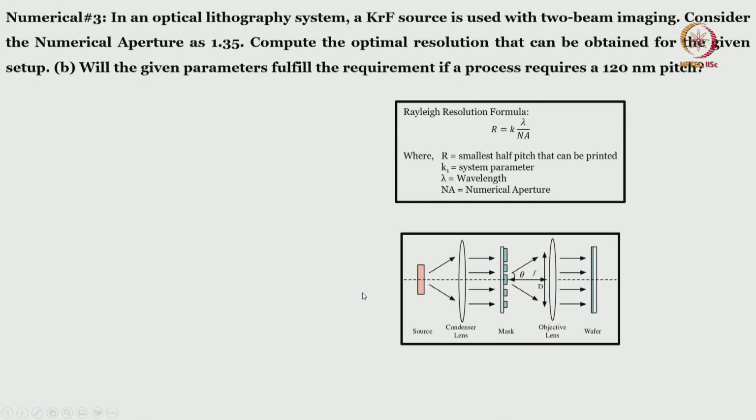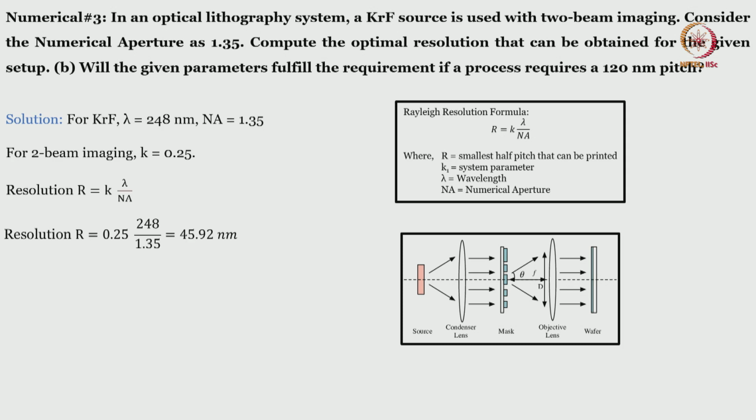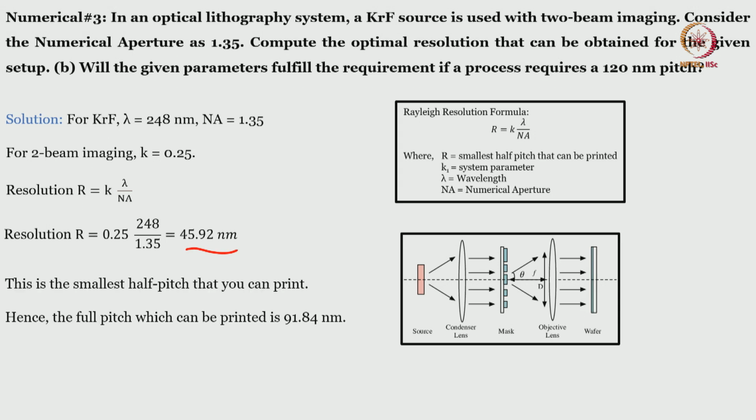Now let us see quickly whether it will be fulfilled or not. I will put the values as I mentioned: for the krypton fluoride laser light source, lambda is 248 nanometer, numerical aperture is 1.35, and for 2 beam imaging your K value is 1/4 or 0.25. You put the values and you will get a number, 45.92 nanometer, which is the smallest half pitch which you can successfully print on your wafer. It is a half pitch.